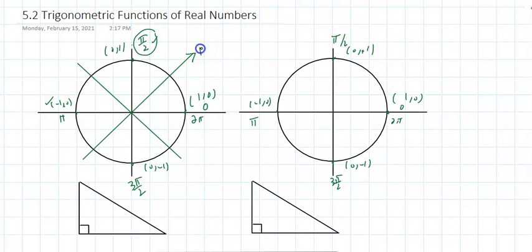Now, if I was to go ahead and take half of this, if I multiply by a half, that's 1 pi over 4, 2 pi over 4, 3 pi over 4, 4 pi over 4, 5 pi over 4, 6 pi over 4, 7 pi over 4, and 8 pi over 4.